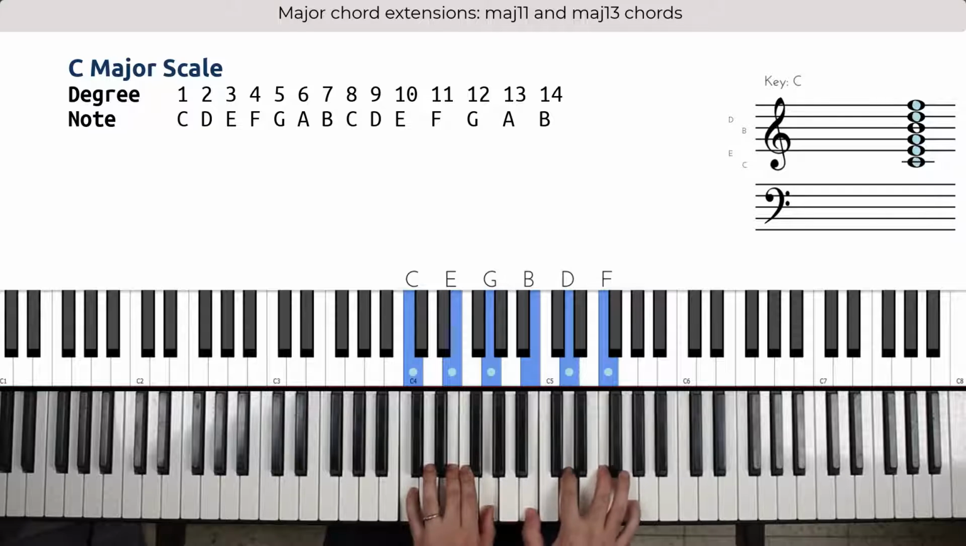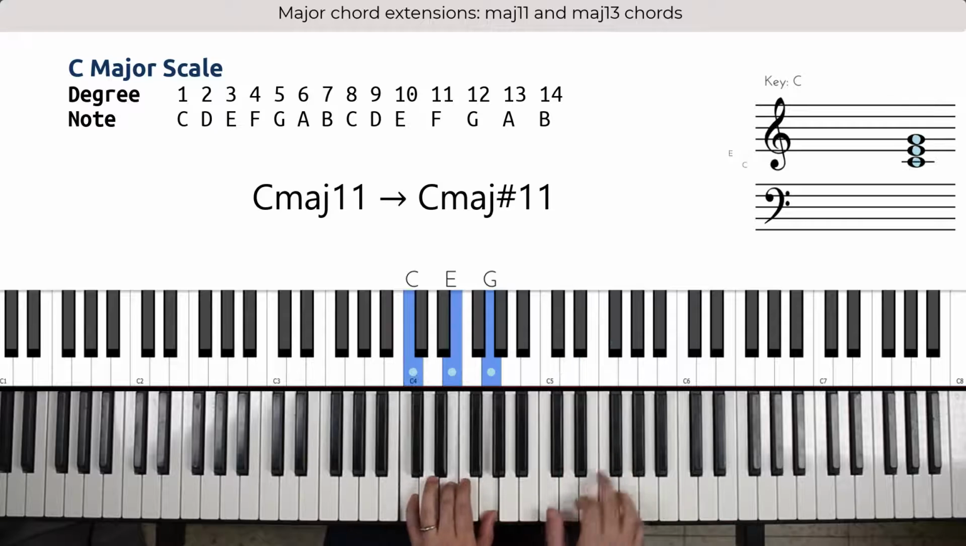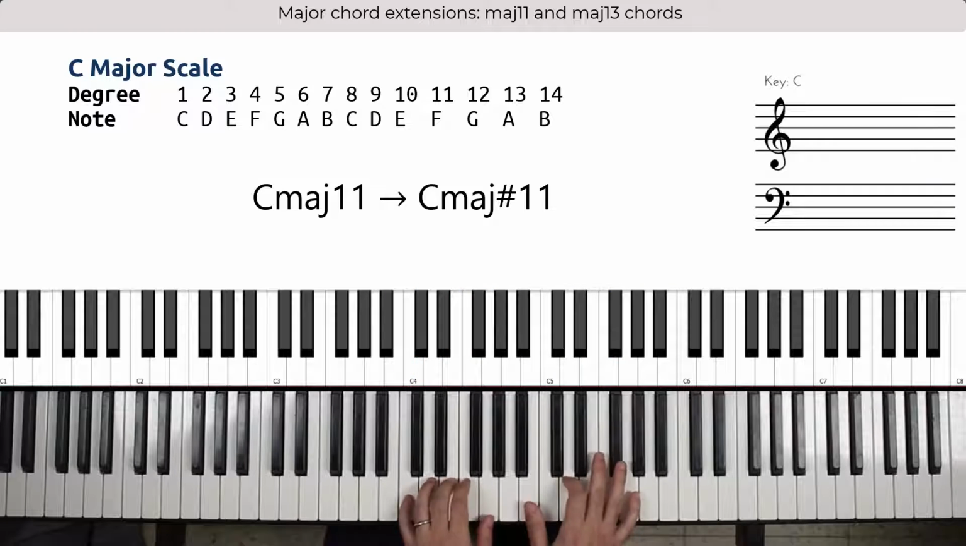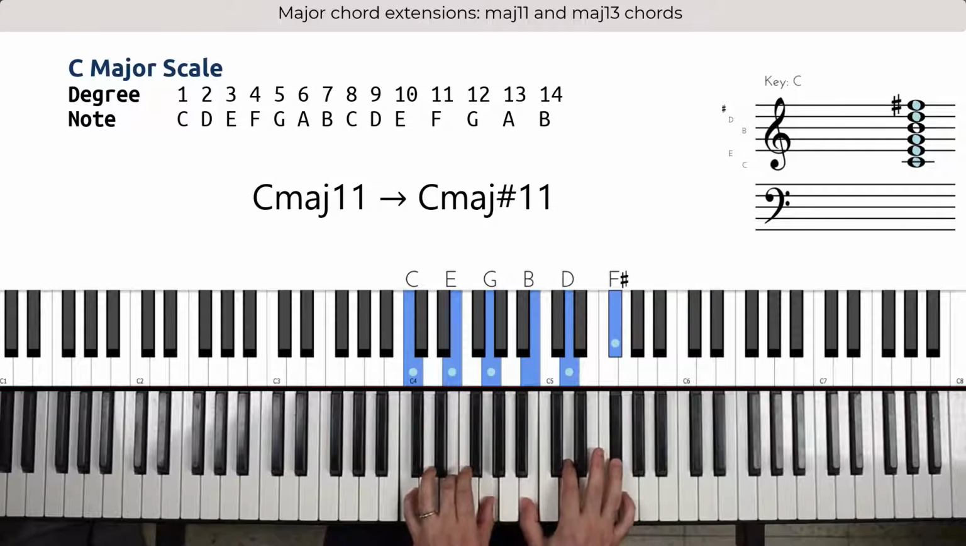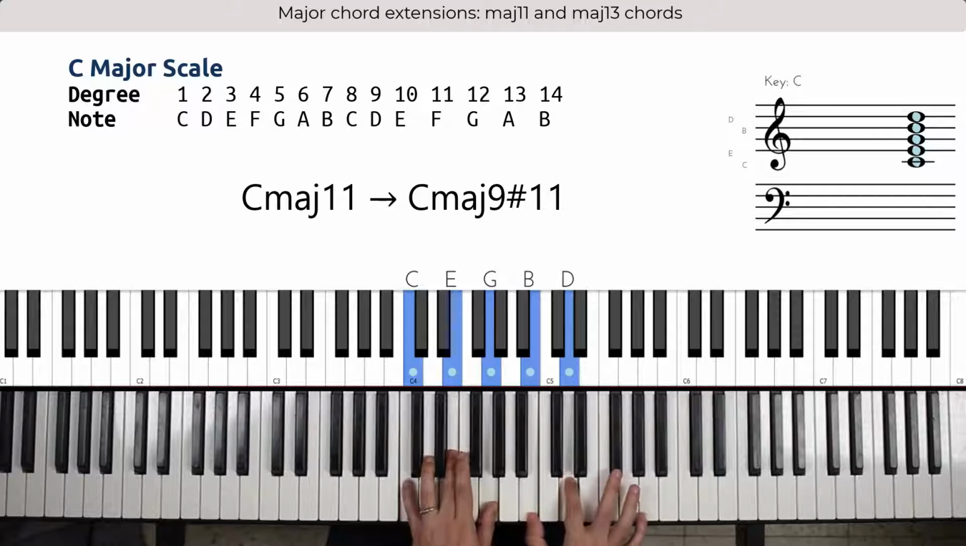Rather, what you will often encounter are major 11th chords where the 11th degree is raised. So this would be a C major sharp 11. Now this notation is a bit confusing. Is this a C major chord with an added sharp 11, or is this the full C major sharp 11th chord? And to clarify this, people will often notate this as a C major 9 sharp 11. So you're playing the C major 9 and then adding the sharp 11.